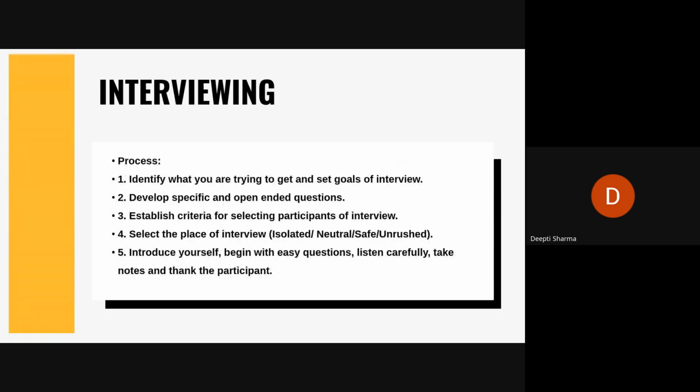So the process should be: first, identify what you are trying to get and set the goals of the interview. Second is to develop specific and open-ended questions. Open-ended questions are always helpful for understanding the perspective of the student. Establish the criteria for selecting participants for the interview. Select the place of the interview. It should be isolated, neutral, safe, and unrushed.